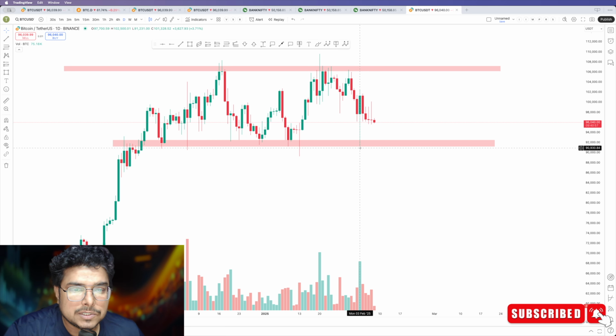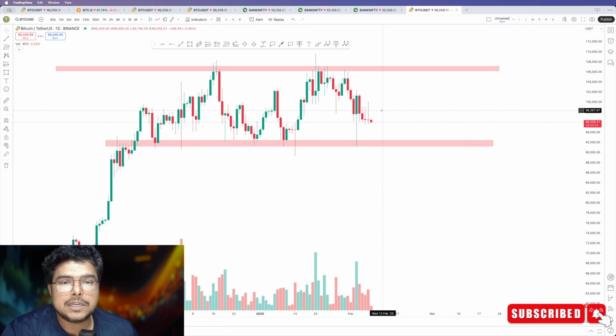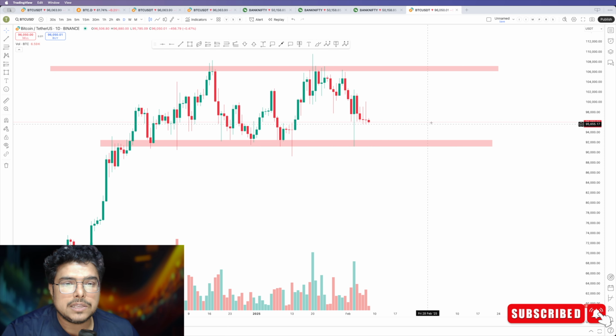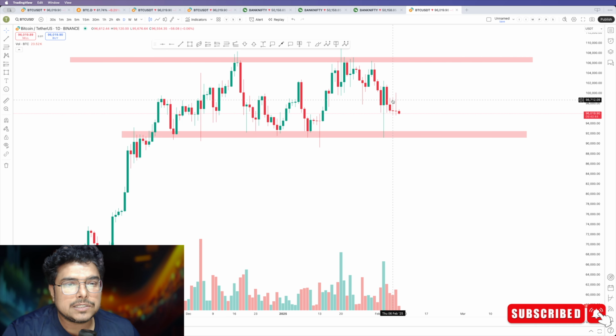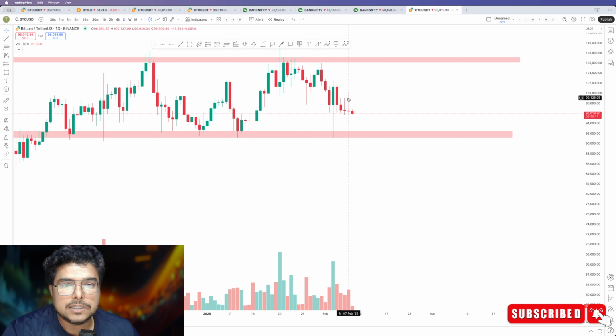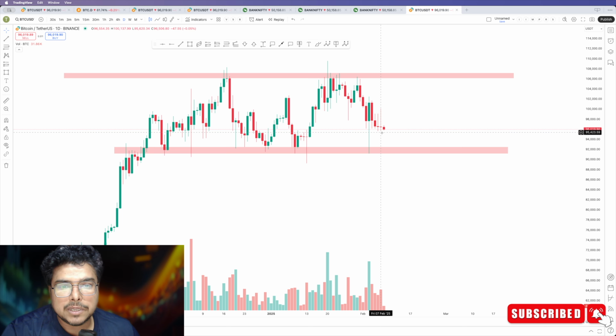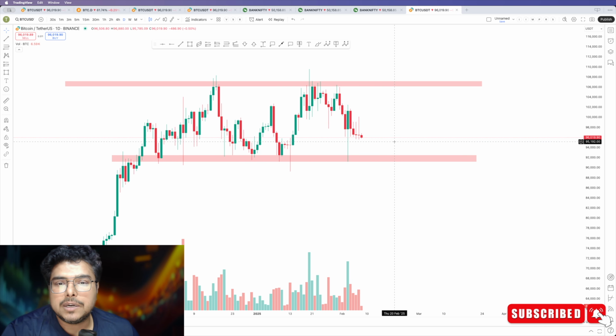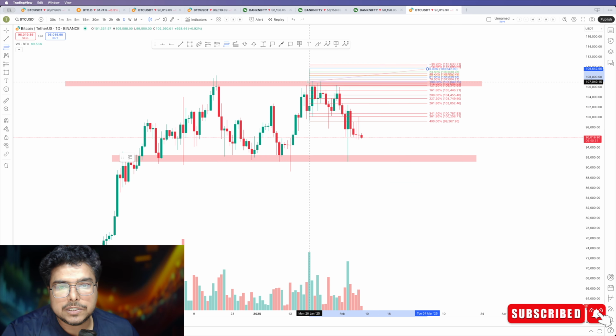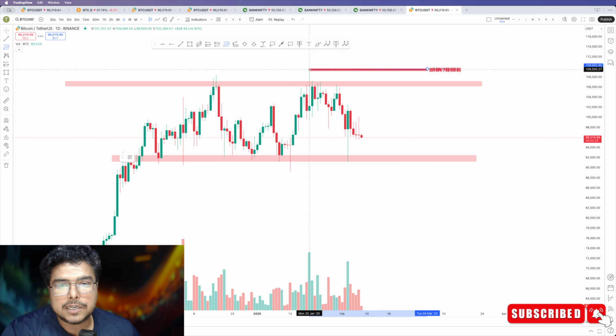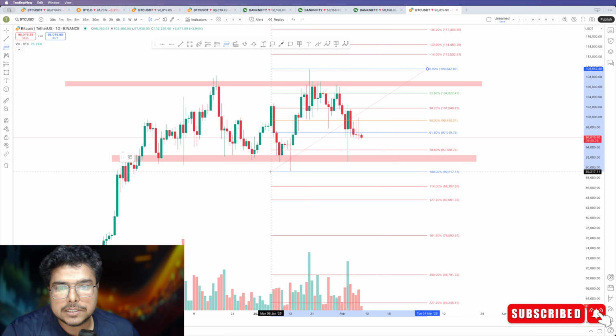There was a sharp recovery here. It came back in this range, and so far there is definitely selling pressure on the daily chart. You can see it here, right? It may be possible that it comes in this range again, but let's see how much it can go. This is the recent high and this is the recent low.